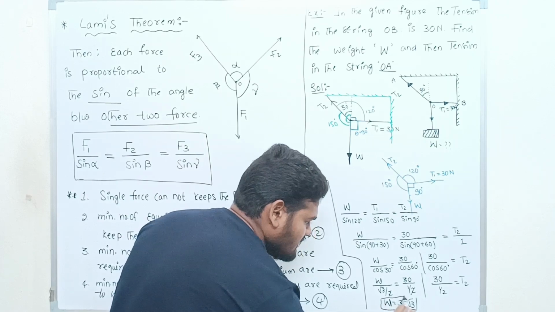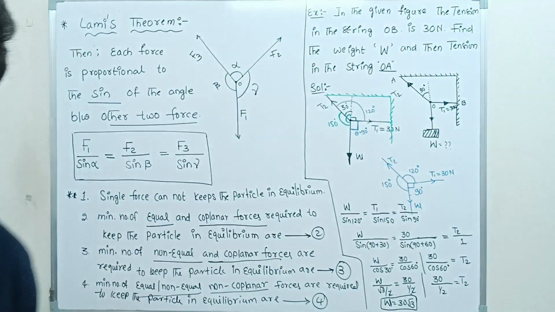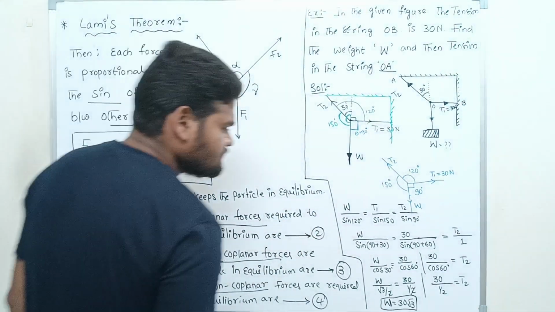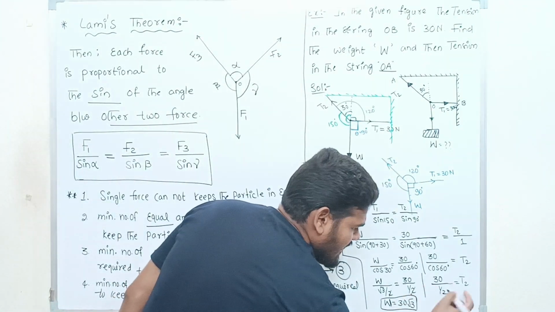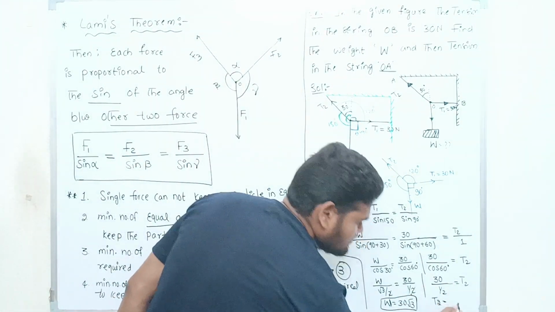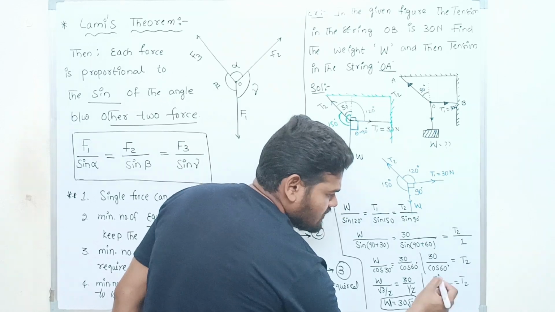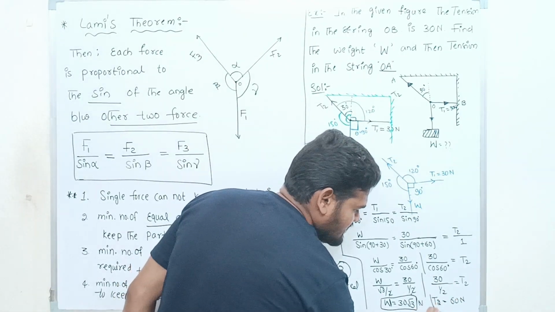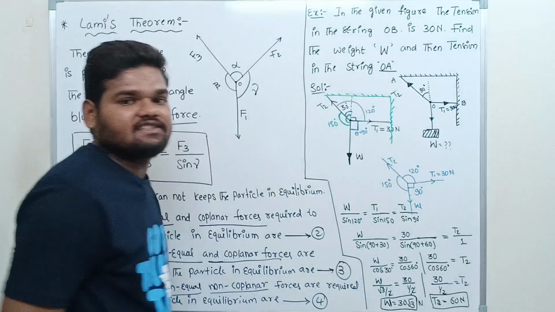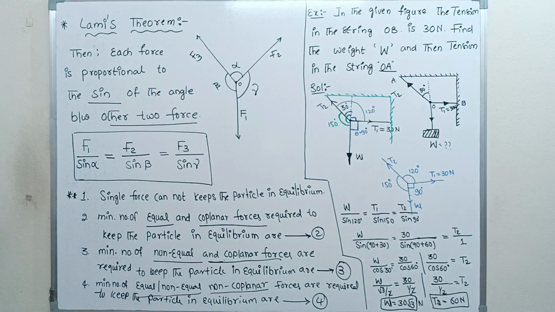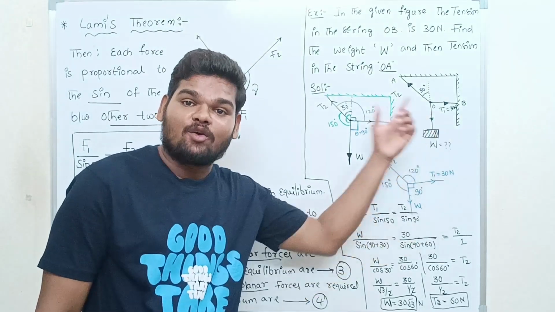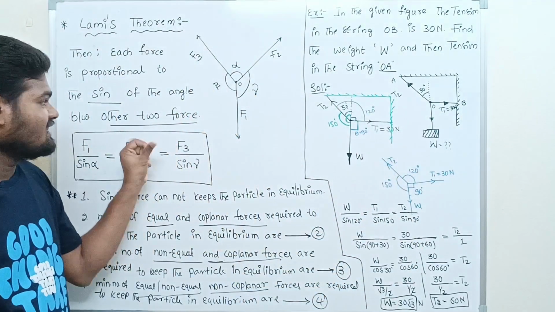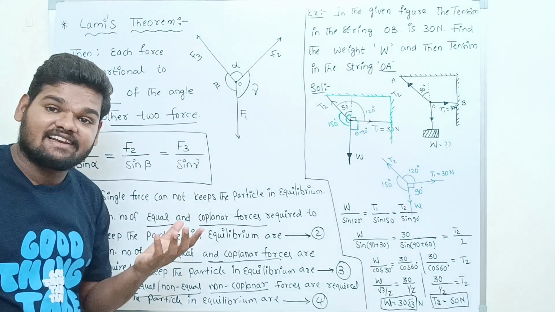W is equals to 30 root 3. Are you able to see the board? Okay, it is clear. Now we have to find T2. T2 is equals to, if 2 comes to the numerator, 2 times 30 is 60 newtons. So W is equals to 30 root 3 newtons and T2 is equals to 60 newtons. These are the answers. Are you getting how to find the given forces by using Lami's theorem?